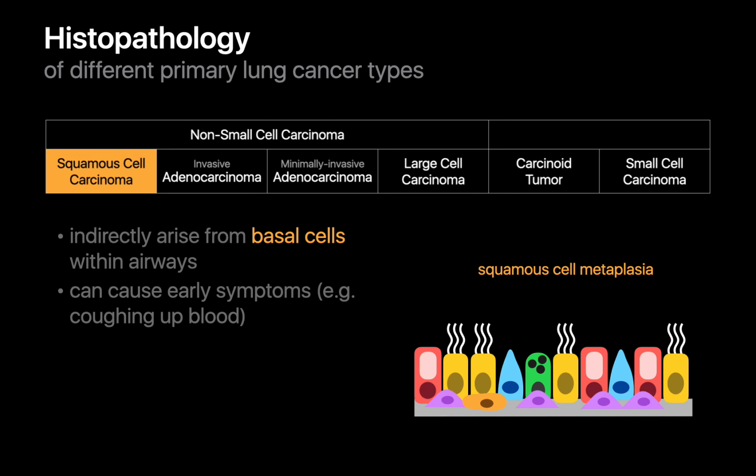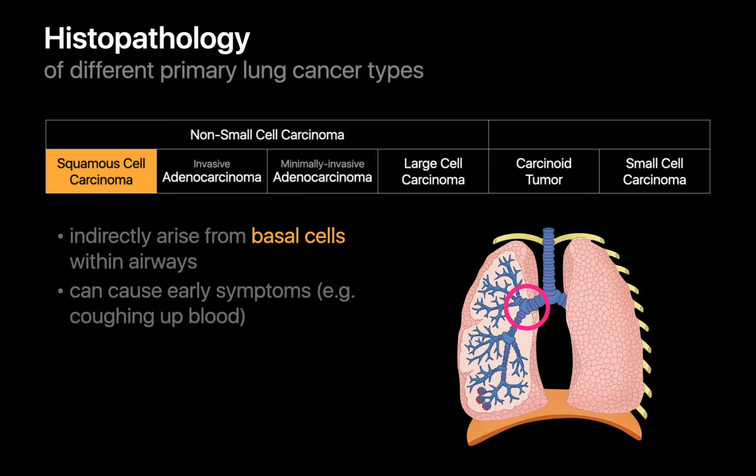In some individuals, basal cells may undergo squamous cell metaplasia, which in some cases can evolve into squamous cell carcinoma. Since basal cells are predominantly in the central airways, squamous cell carcinomas tend to also be central in their distribution when they occur. As squamous cell carcinomas tend to be more central in their location, early symptoms, such as hemoptysis, can sometimes present.